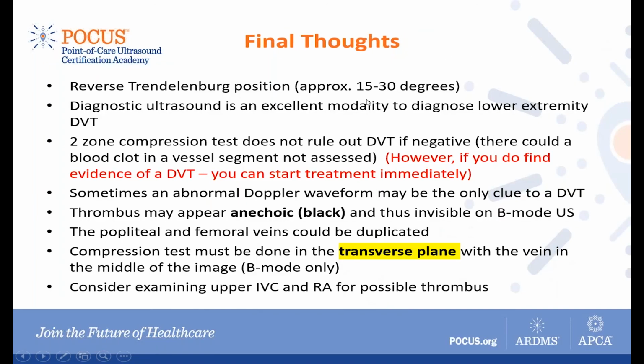The final thoughts: the patient should be put in a reverse Trendelenburg position, head up 15 to 30 degrees. This test, the two-zone compression, does not rule out the possibility of deep vein thrombosis. But we have looked at the hot spots where the highest probability is and the ones that cause havoc. Combined with the spectral Doppler, it's actually going to be a very powerful, effective tool.